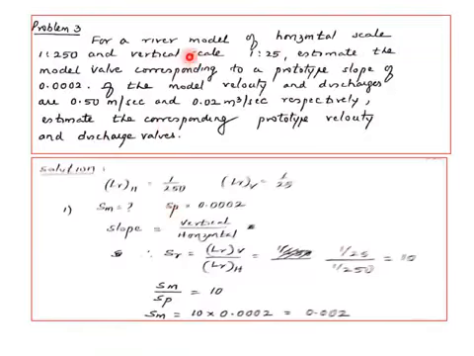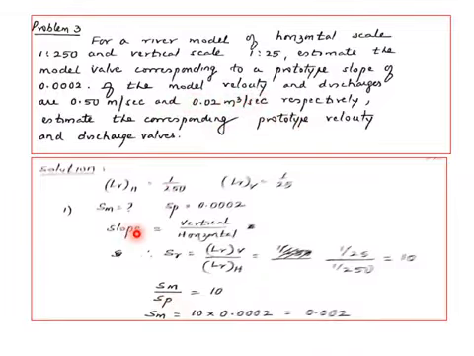Now for a river model, the horizontal scale ratio is given as 1 is to 250, whereas the vertical scale ratio is given as 1 is to 25. We have to estimate the model value corresponding to a prototype slope. So the slope in the model has to be determined, where the slope in the prototype is given, which is 0.0002. Similarly, the model velocity and the discharges are also given, so we have to find the corresponding velocity and discharge.